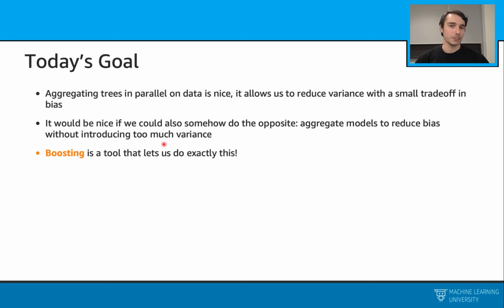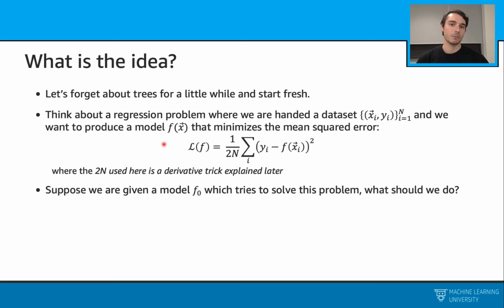Before we dive into the details of this algorithm, let's actually take a step back and think about a simple problem. Assume that we are given a regression problem with this data set xi, yi, and we want to produce a model f of x that minimizes some mean squared error. So here's our loss function for that. In this loss function, you will see this 1 over 2n instead of 1 over n. That's something I will explain later, but you can simply assume that this is a simple loss function for the mean squared error.